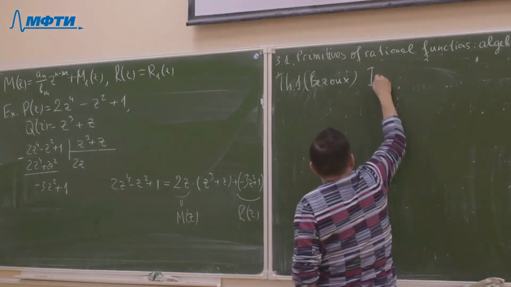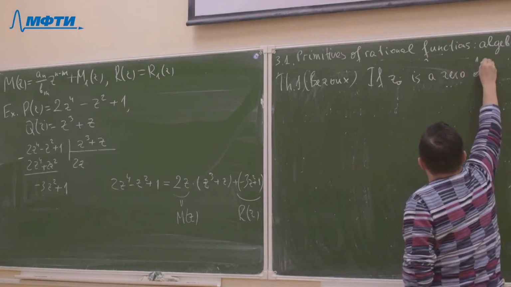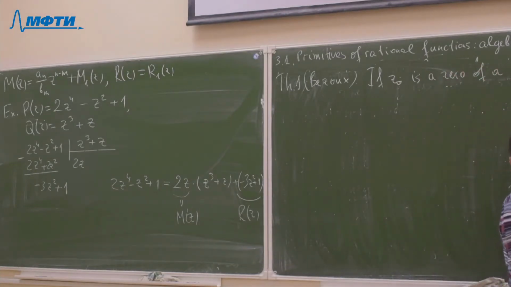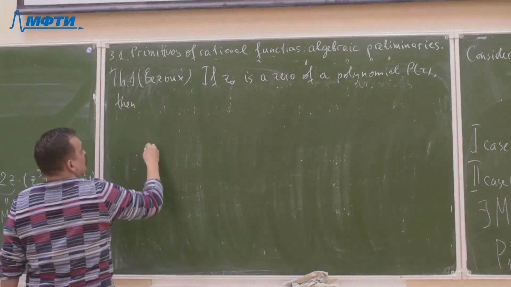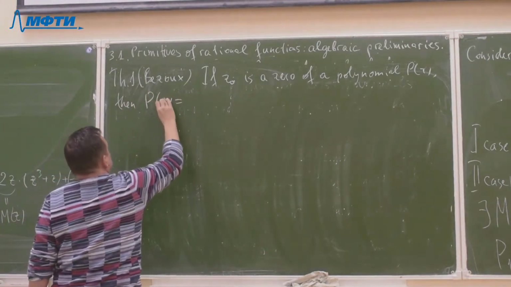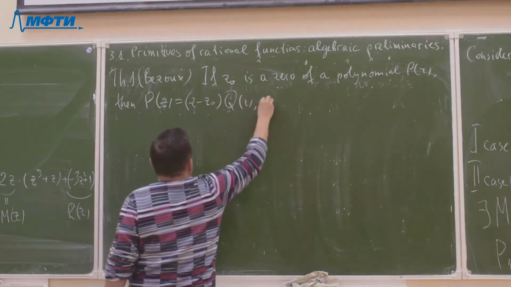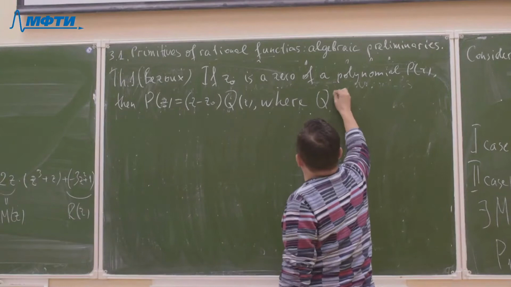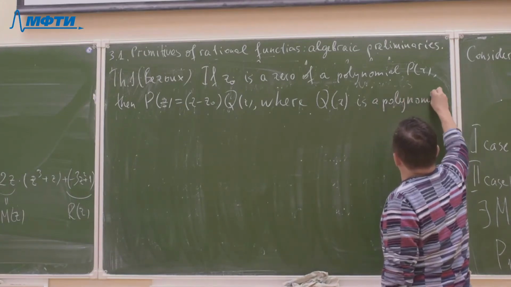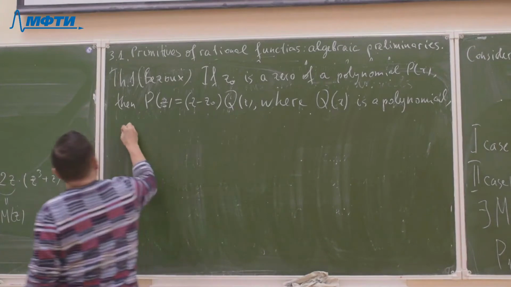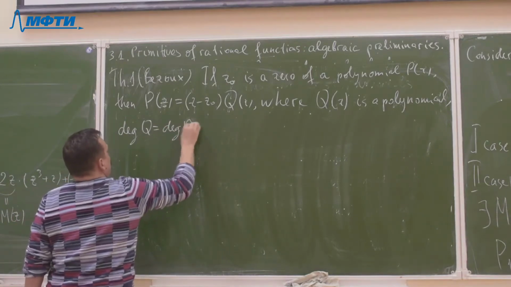So, if Z0 is a zero of a polynomial P of Z, then P of Z equals Z minus Z0 times Q of Z, where Q of Z is a polynomial and the degree of Q equals the degree of P minus 1.